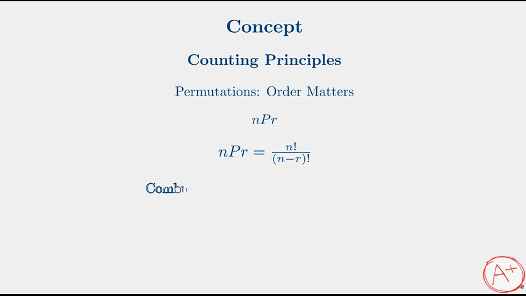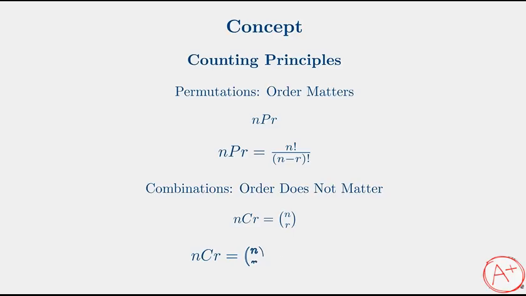However, if we are simply choosing a group where the position within that group doesn't change the outcome, we use combinations. For example, picking 3 friends to go to the cinema. The formula for nCr, also written as n choose r, includes an extra r factorial in the denominator. This extra r factorial effectively divides out the different possible orderings of the same group, because in a combination, those orderings are considered identical.